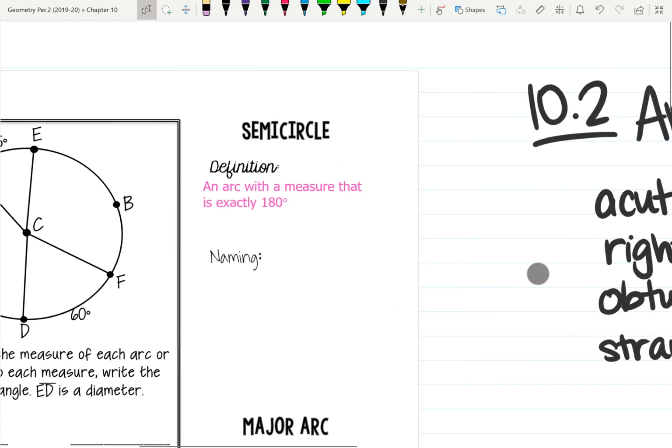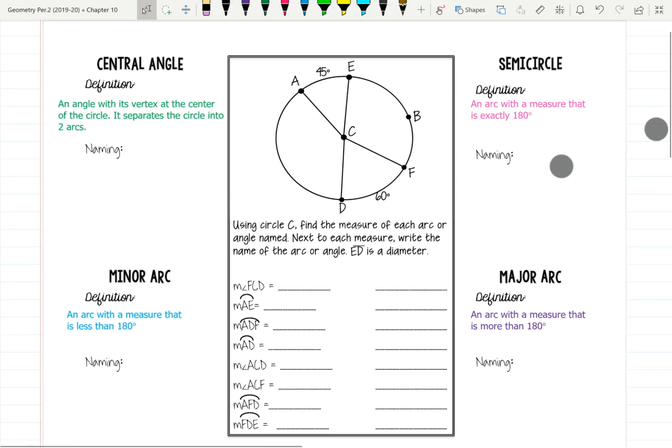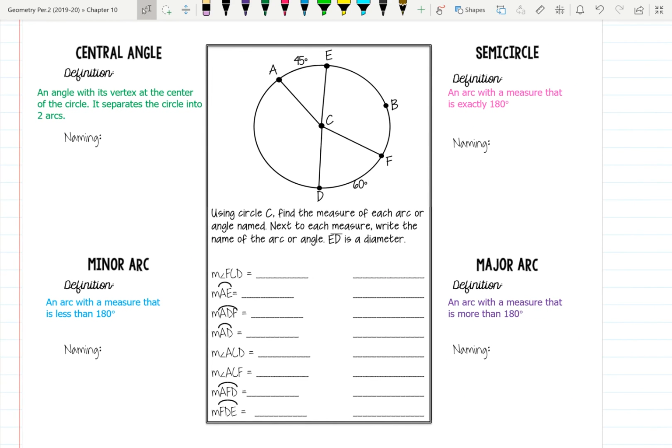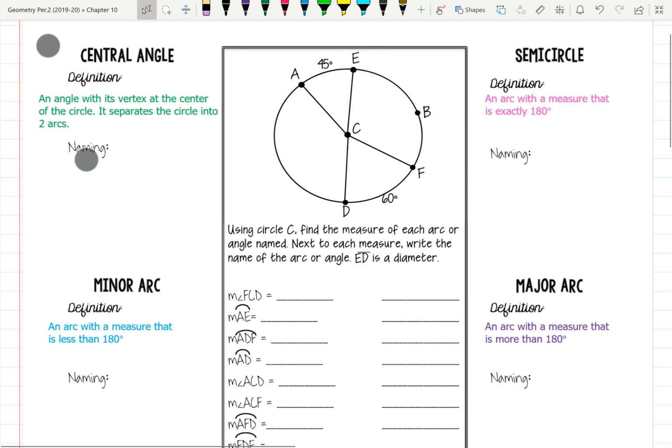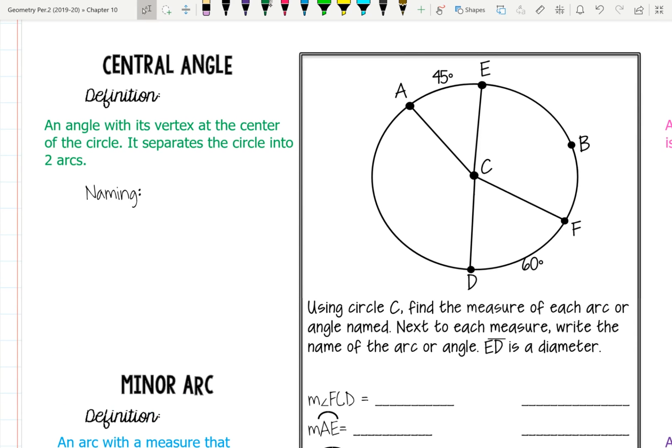All right, this lesson should be much quicker than the last one. I have just a couple of vocabulary words to describe to you, and we're going to go over an example, and that's it. So the first vocabulary word that I want to go over with you is something called a central angle. Let me zoom in on this. What is a central angle? A central angle is an angle with its vertex at the center of the circle. It separates the circle into two arcs. Okay, so the vertex is at the center of the circle, hence the name central angle.